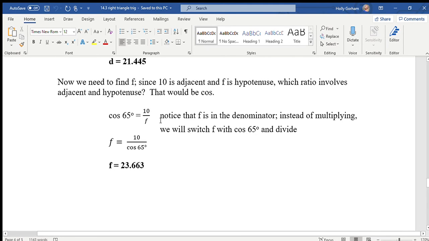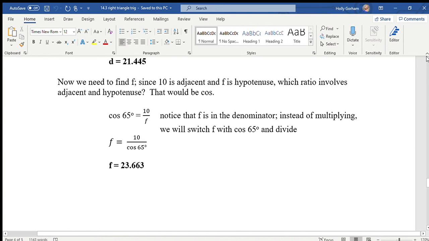You cannot solve while a variable is in the denominator. So what we're going to do is a shortcut, so just take my word for it. You're going to take the F and the cosine of 65, and you're going to switch them so that you have F equals 10 divided by cosine 65. So you're going to type it just how I read it: 10 divided by cosine 65 equals, and that's going to give you 23.663.